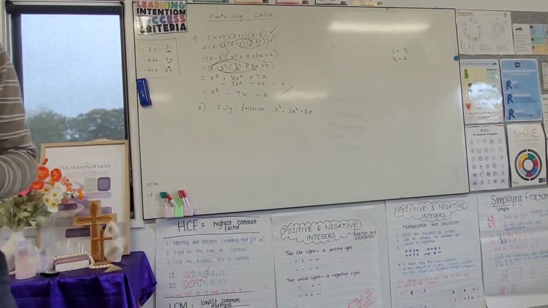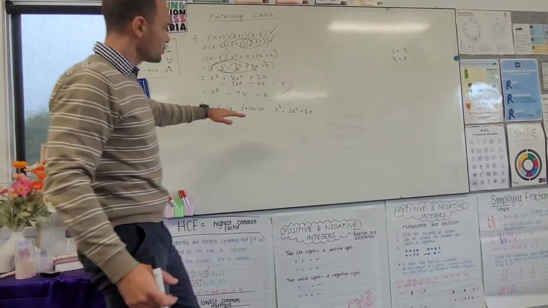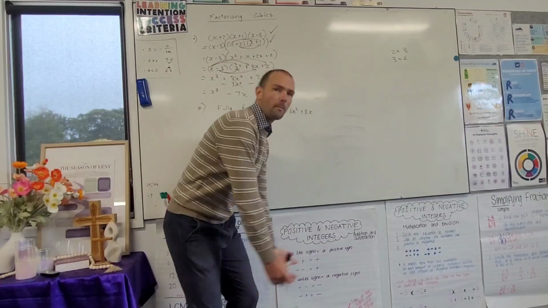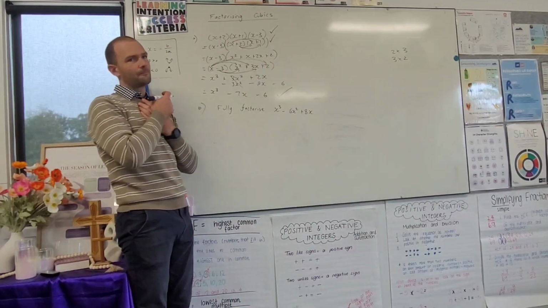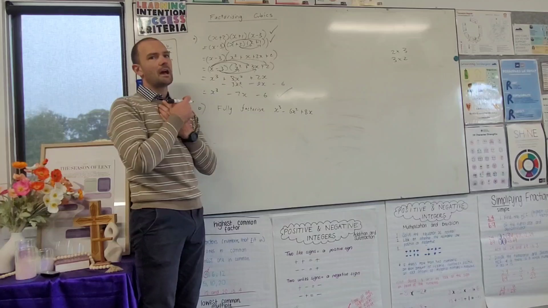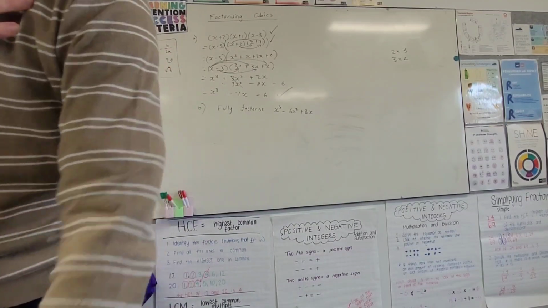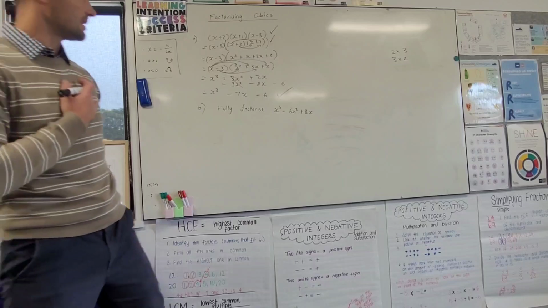Now, what we're going to do, now that we can expand, is we're going to do the opposite. We're going to start with a few cubics like this and go back the other way. We're going to factorize them. Now, we can't factorize all cubics. So this is our first example here. We can pretty easily factorize these ones though.